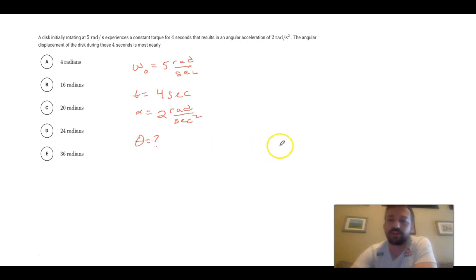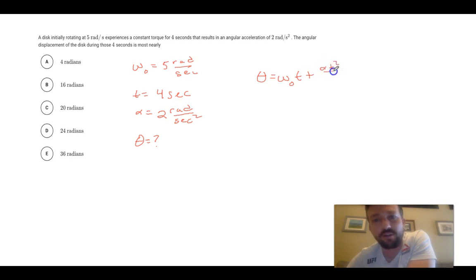Okay, so it wants the angular displacement, so it wants theta. So it looks like it's going to be using that exact same formula we just used on the other one, yeah? So my initial theta is 0, so I'm not going to write it. It'd be omega naught t plus alpha t squared over 2.